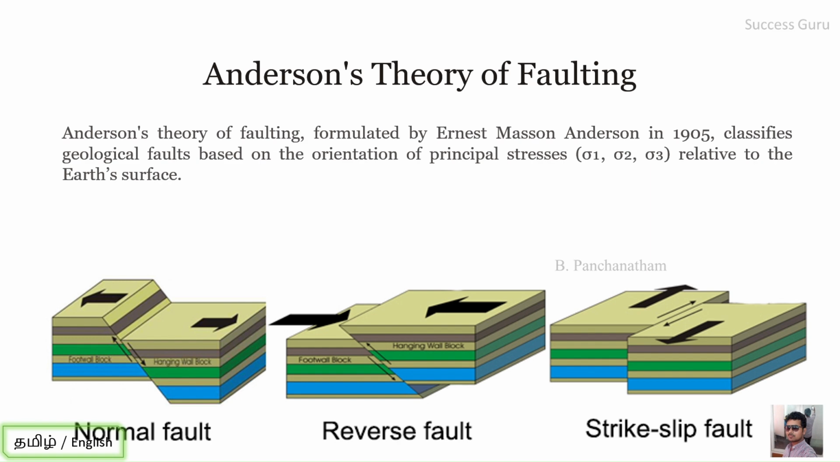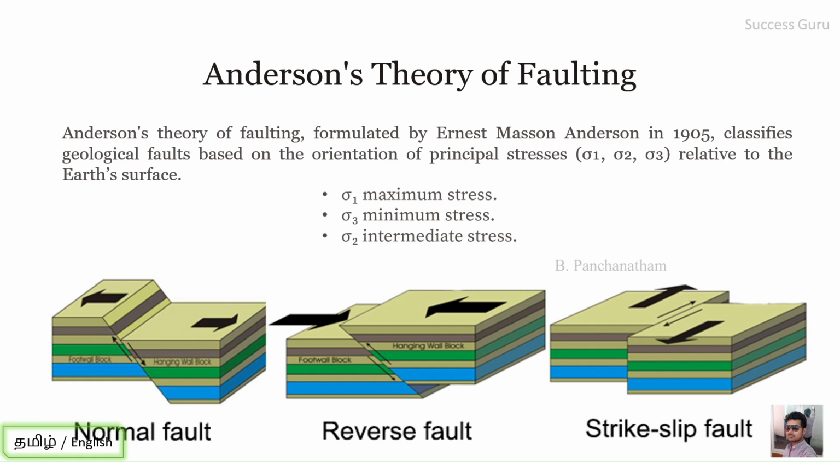Some of you may know what these are, but let me explain. Sigma 1 is the maximum stress direction, sigma 3 is the minimum stress direction and sigma 2 is the intermediate stress direction. Sigma 1, the maximum stress direction, indicates the direction in which the maximum amount of stress is applied, whereas sigma 3 indicates a possible displacement direction.